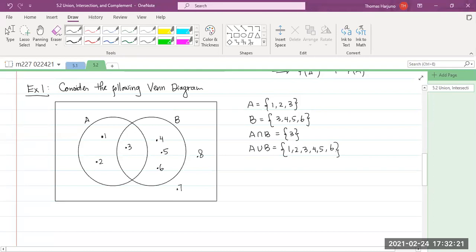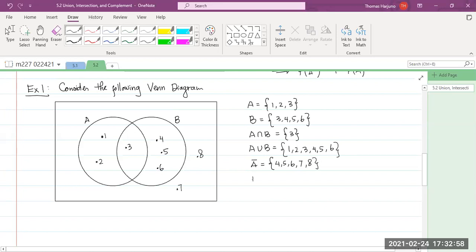The external elements are not included in the union. That's why you call that external. Okay. So how about the complement of A? Which elements are not in A? There's 7, 8. And besides 7 and 8? 4, 5, 6 are also outside of A. So 4, 5, 6, 7, 8.